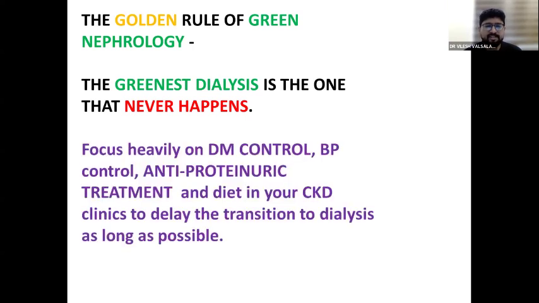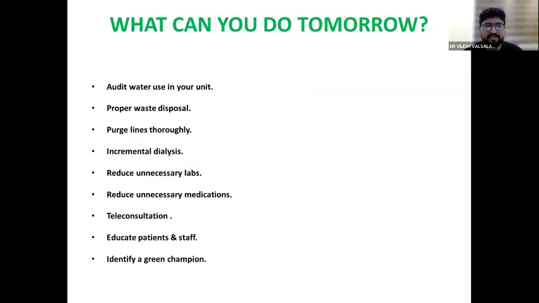But focusing mainly on all these important steps like DM control, antiproteinuric treatment, and trying to avoid dialysis as far as possible, what can you do after listening to this lecture on the green dialysis unit? What can you do tomorrow to start something for this? You can start auditing the water used in your unit. Very simple. You can consider proper waste disposal. I think this will be the best role for the first green champion in your dialysis unit, to check whether the waste is properly disposed.